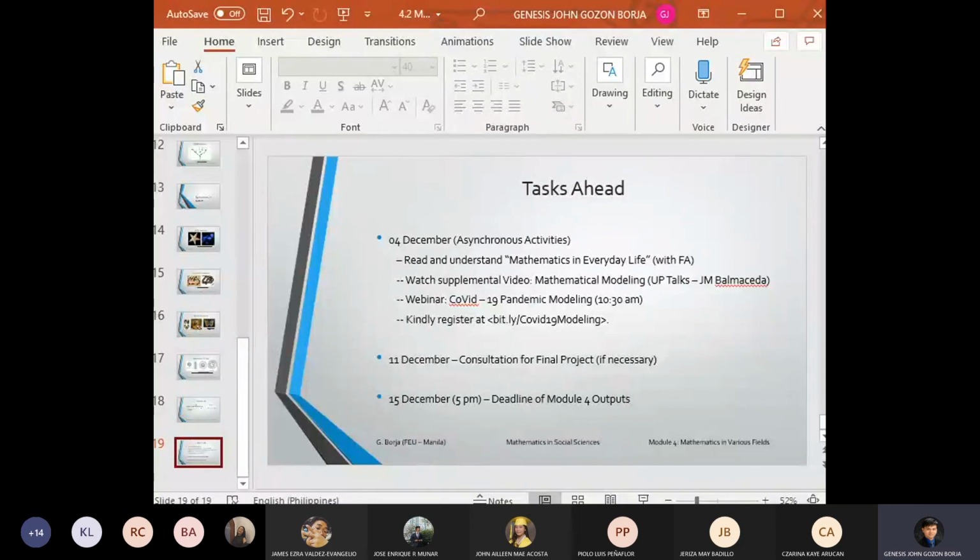Okay? And then on December 15 at 5 p.m., that will be the last day for you to submit the outputs for Module 4. So Formative Assessment 4.1, ito yung diniscuss natin ngayon. 4.2, yung diniscuss natin last week. And FA 4.3, the one corresponding to the asynchronous activity, the mathematics in everyday life, together with your final project, the infographic. They are all due on December 15 at 5 p.m.